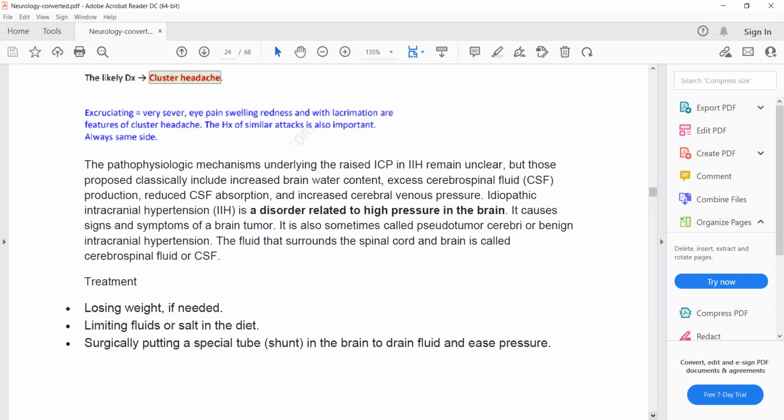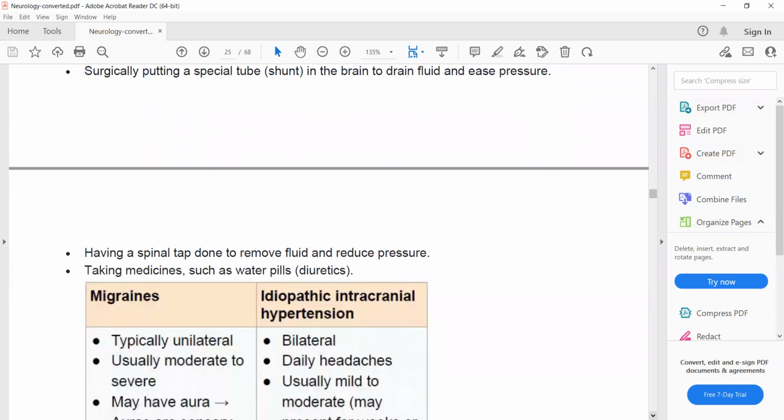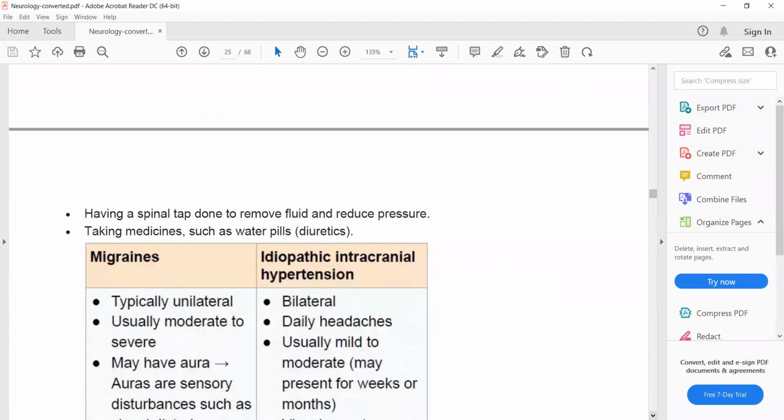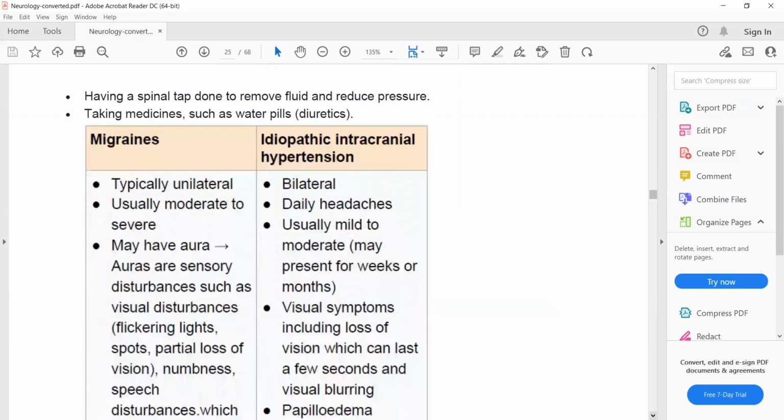Now we have discussed tension headache, cluster headache and migraine. Now, a new type of headache, which is due to idiopathic intracranial hypertension, also known as pseudotumor cerebri. The symptoms of idiopathic intracranial hypertension are that the pain is bilateral, like tension headache.